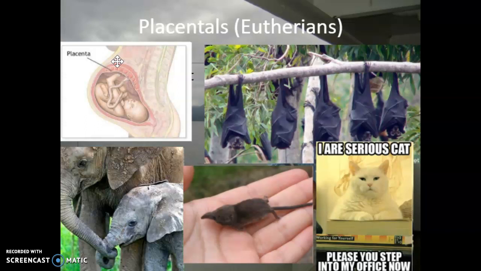That is the norm for mammals, but the monotremes and the marsupials don't have that. So we have interesting things like bats. They are Eutherians, placental mammals. We have elephants. Remember, they don't forget. You have shrews, which look like rodents, but aren't really. And kitty cats that are very, very serious.